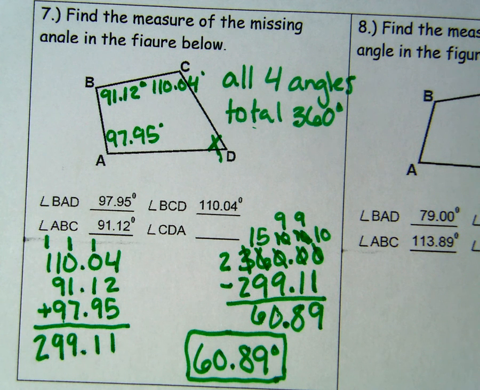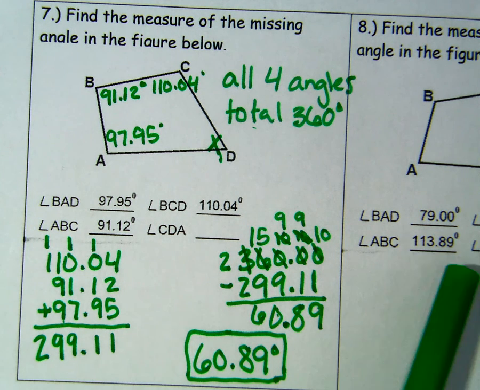Now number 8 is very similar. The quadrilateral is a little bit different, but all the angles do still add together to be 360 degrees. So make sure you're doing the same method like we did for number 7 in order to do number 8 on your own.